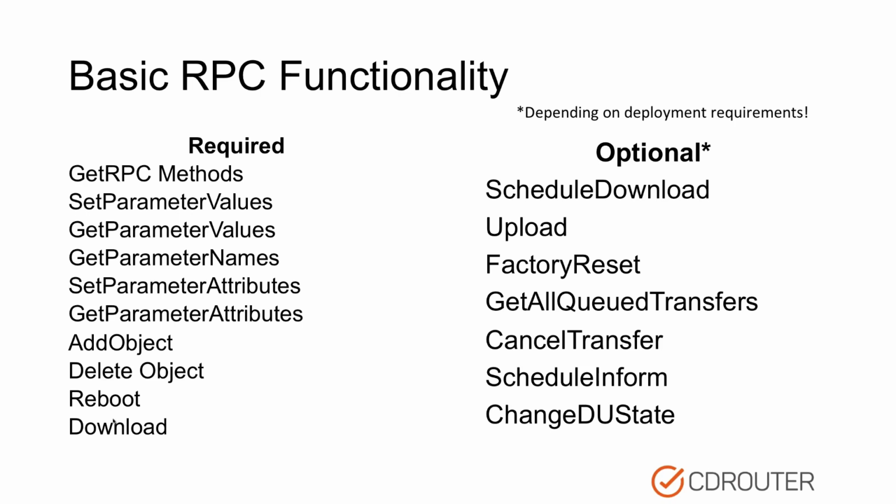The most complicated one here is probably ChangeDUState, as it's a catch-all RPC for manipulating the software management features of TR-069, and that includes installing new execution environments, installing new, we call them deployment units, but basically installing new applications, managing those applications and what state they're in, either installing them or uninstalling them. But that's just an aspect of the data model that is manipulated with this one particular RPC.